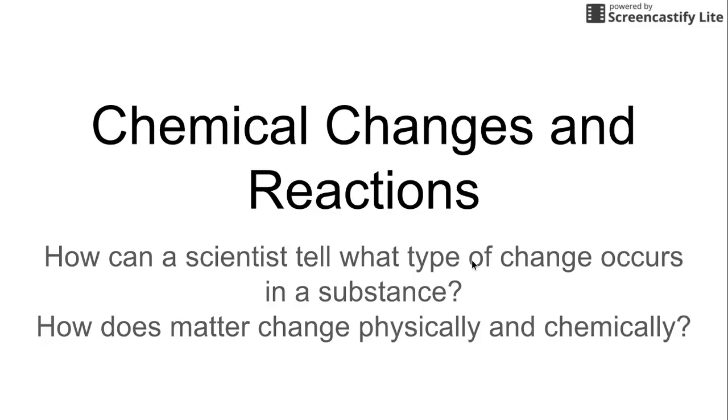So today we're going to start talking about chemical changes and reactions, and what we want to figure out is how can a scientist tell what type of change occurs in a substance, and how does matter change physically and chemically? So there's two types of changes, which we talked about earlier this week. There's chemical and there's physical.